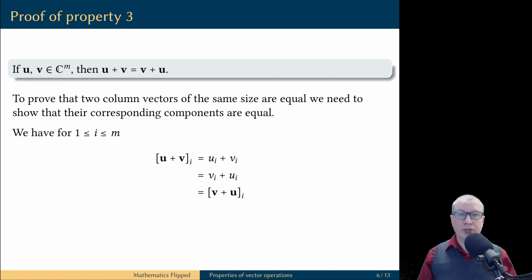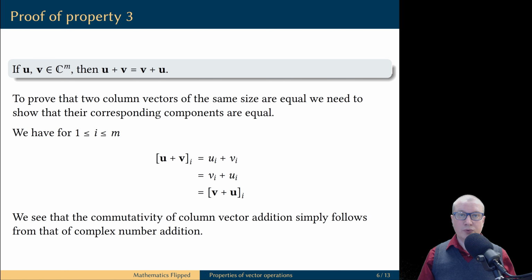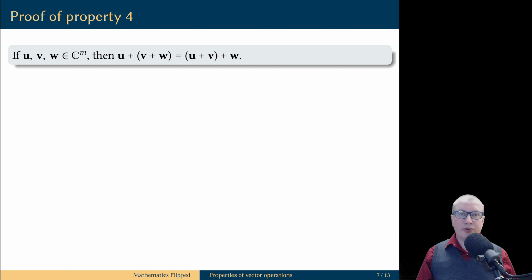And now all we need to do is to make the backwards translation. vi plus ui is in fact component number i of the vector v plus u. This proves that the vectors u plus v and v plus u have identical components, and therefore they are equal as vectors. Let's prove that the operation of vector addition is associative.